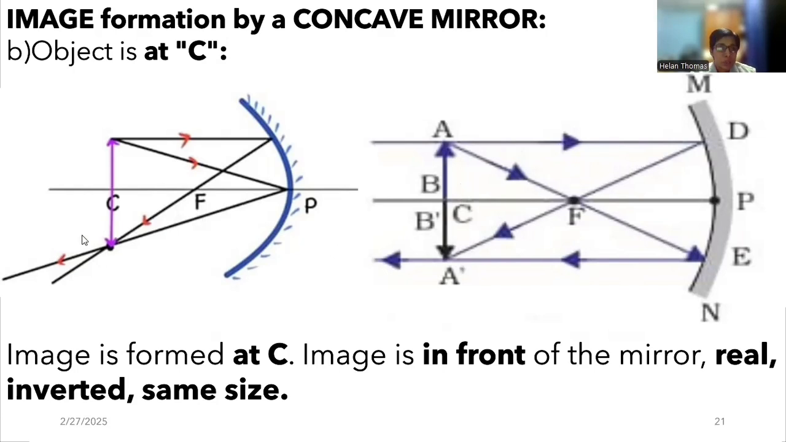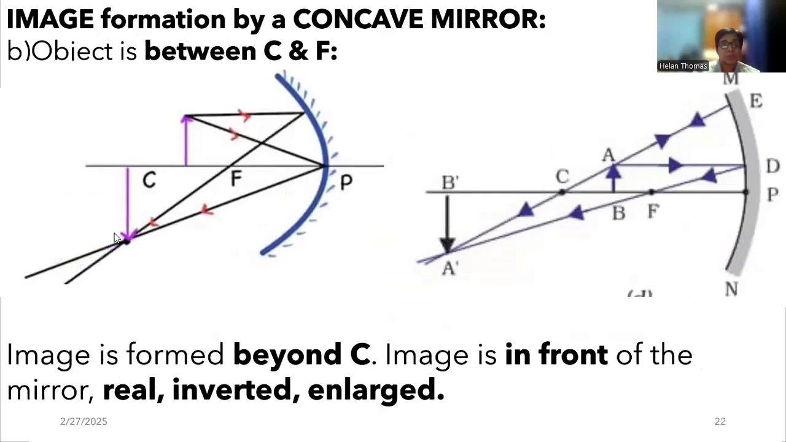I have also chosen this one, where the parallel ray is there, and the next ray I chose is the one going through P. The light ray that hits the pole will follow the law of reflection and trace the same angle, so it is reflected obliquely. These two lines meet at this point, and here are A prime, B prime.